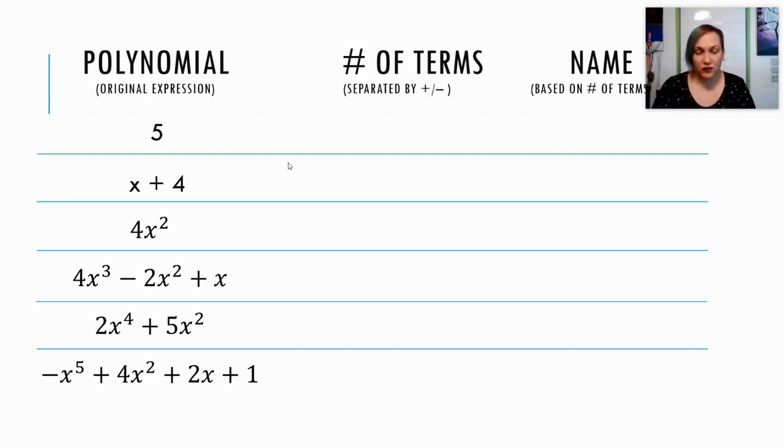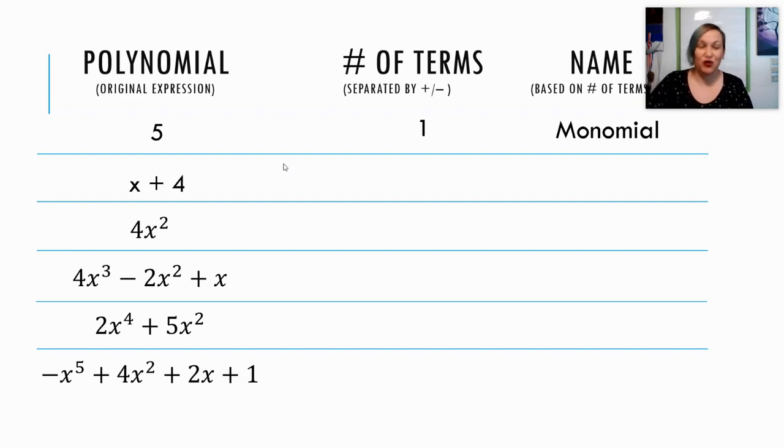Now, these are the same examples that I had just given you, but this time we're going to focus not on the exponents, but how many terms it has. Terms are separated by adding and subtracting signs. In our first example, this only had one term. It was just the number 5. When something only has one term, we call it a monomial.